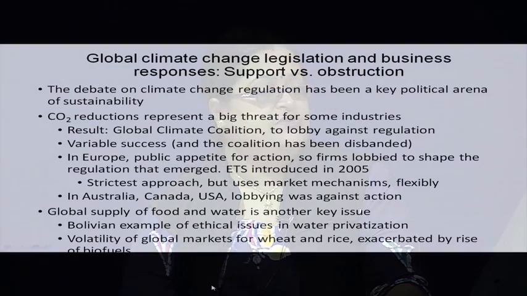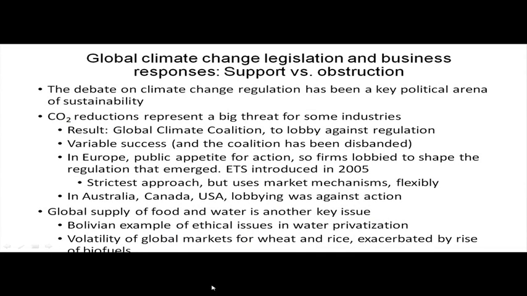So, we will study it with respect to majorly the global climate change legislation and the business responses. There have been two types of responses: support and obstruction both. The debate on climate change regulation has been the key political area of sustainability. From the ecological viewpoint, the potentially irreversible destruction of the ozone layer has to be classified as one of the most worryingly unsustainable behaviors. Therefore, global warming and changes in the global climate were center stage in the Rio summit in 1992.